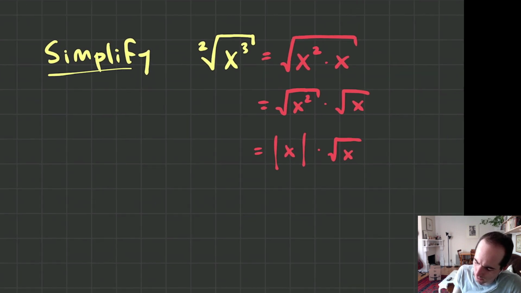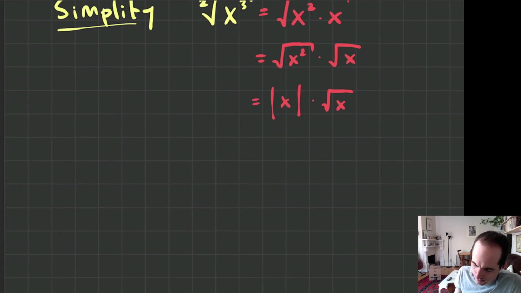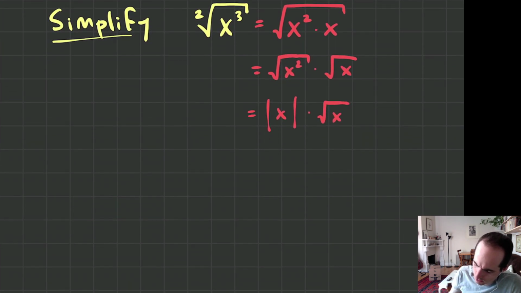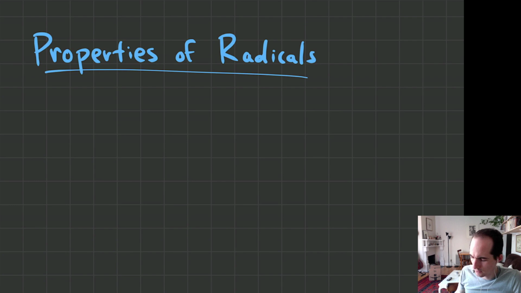Okay. So before we move forward, I'm gonna write out a few rules. Let's write some properties of radicals, because these are important. Properties of radicals. Okay, so let's talk about these. There's a few things that I want to point out.